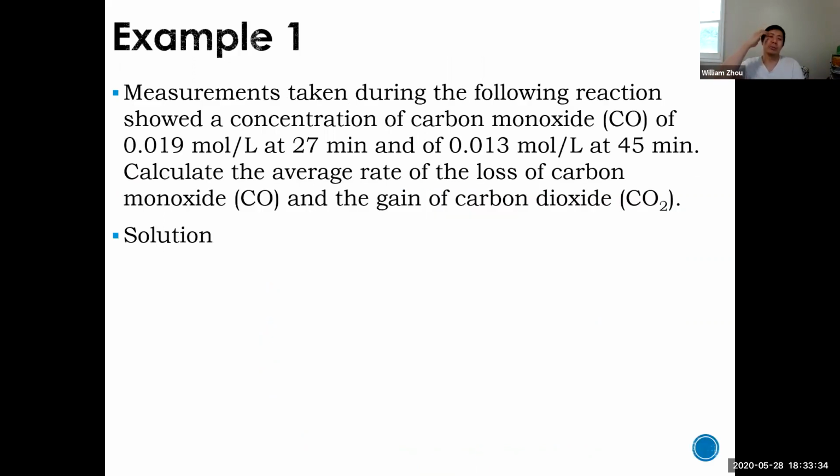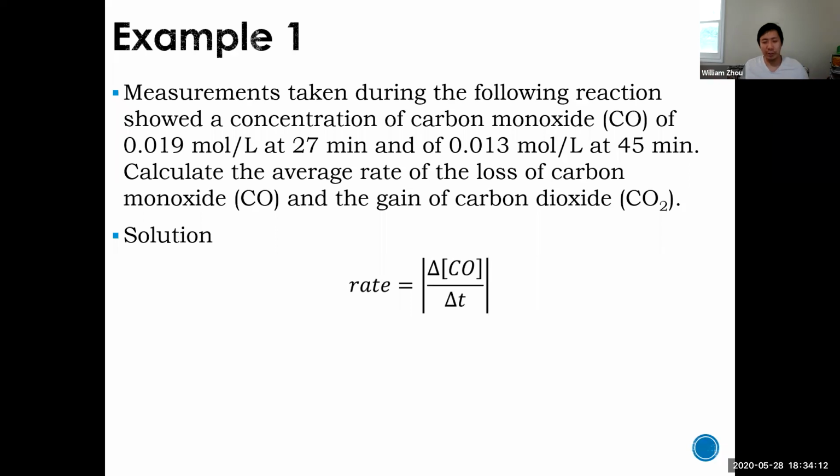So let's look at example 1. Measurements taken during the following reaction show the concentration of carbon monoxide, CO, of 0.019 moles per liter at 27 minutes and 0.013 moles per liter at 45 minutes. Calculate the average rate of loss of carbon monoxide and the gain of carbon dioxide. All right, so you're converting CO into CO2. You're losing CO, but you're gaining CO2. And this tells you at 2 specific time points what the concentration of CO is.